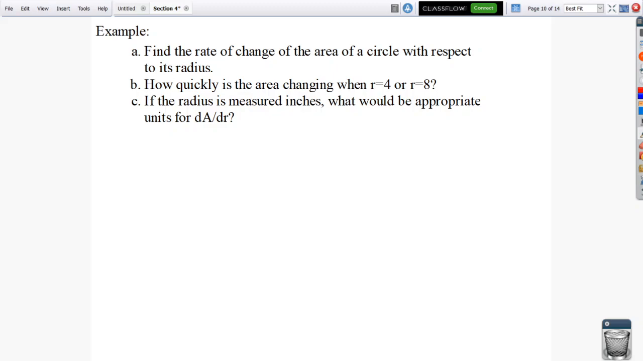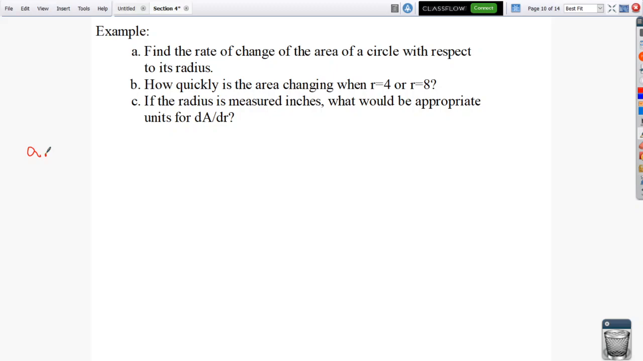So here we have: find the rate of change of the area of a circle with respect to its radius. That's difficult. How quickly is the area changing when r equals 4 or when r equals 8? And if the radius is measured in inches, what would be appropriate units for dA/dr? Okay, let's worry about B and C later. Let's worry about A right now. Find the rate of change of the area of a circle with respect to its radius.